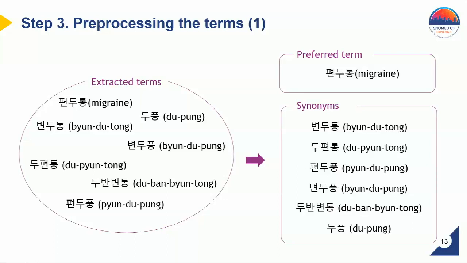Looking at this slide, you see all those different terms on the left side, which are different names for migraine in traditional Korean medicine terms. Out of these extracted terms grouped together, we selected migraine as preferred term and considered the rest as synonyms. When mapping to SNOMED CT, the term migraine was used as source term.